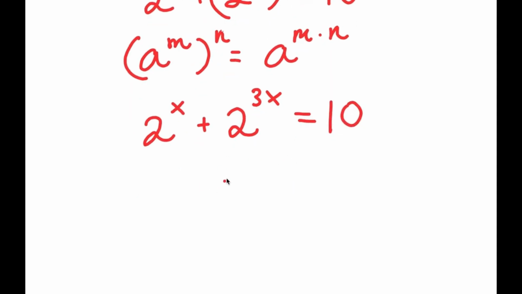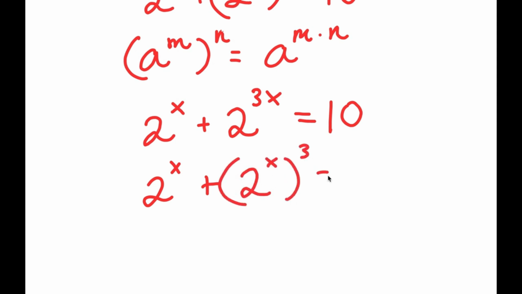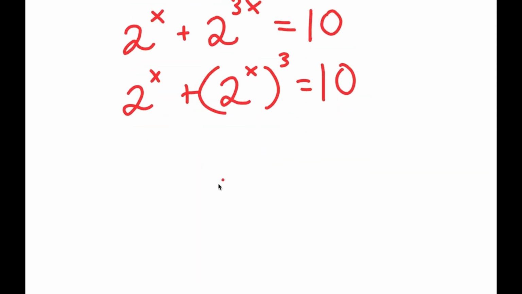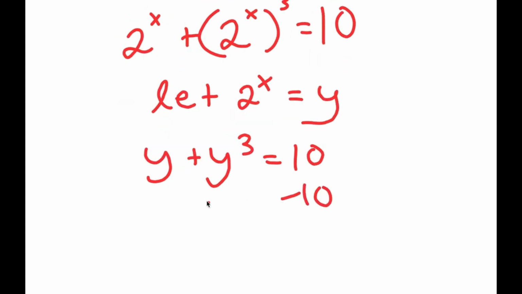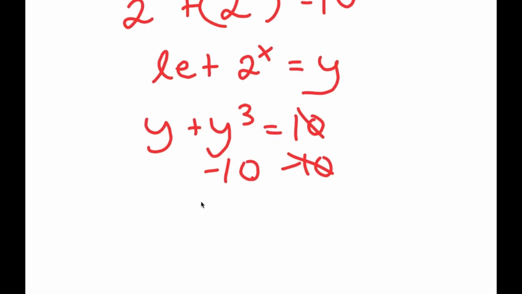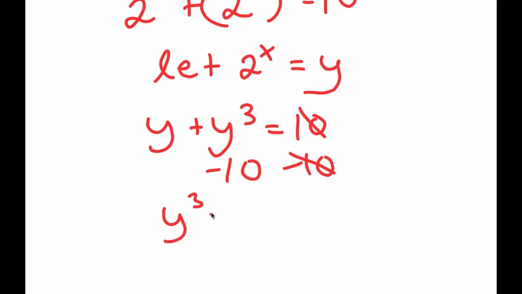Now, I can rewrite this as 2 to the power of x plus 2 to the power of x to the power of 3 is equal to 10. Now, I'm going to let 2 to the power of x equal to the variable y. So I get y plus y to the power of 3 is equal to 10. Now, if I subtract 10 on both sides, I get y to the power of 3 plus y minus 10 is equal to 0.